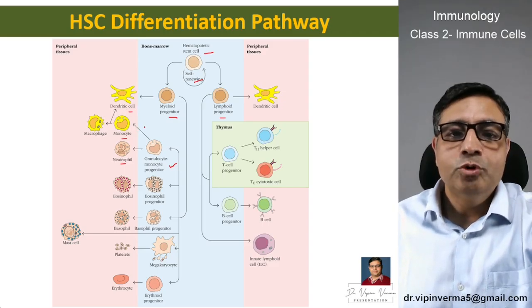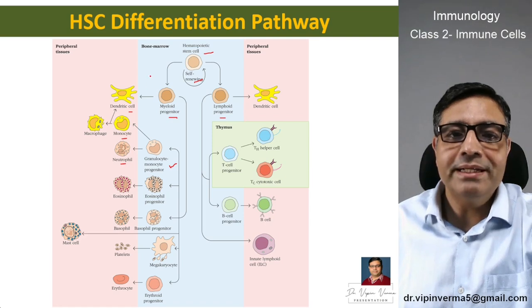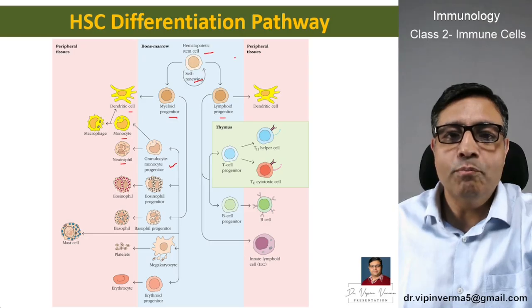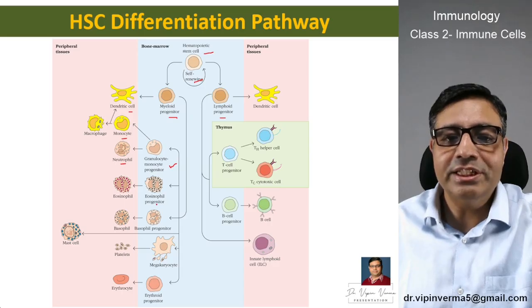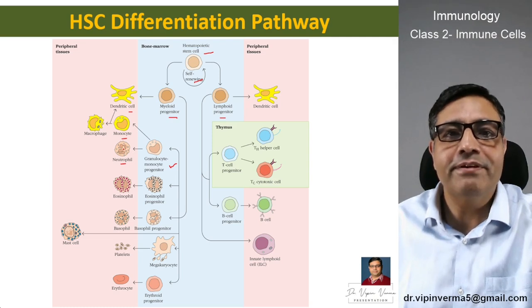Okay, so one important part which you should remember here is that this sky blue region in the picture is the bone marrow. So whatever is happening here, the hematopoietic stem cells giving rise to the myeloid progenitor cell, or giving rise to the different further progenitor cells, every differentiation is happening inside the bone marrow. But when they are released in the peripheral tissue, they form the differentiated or terminally differentiated cells which are found in the peripheral tissue.